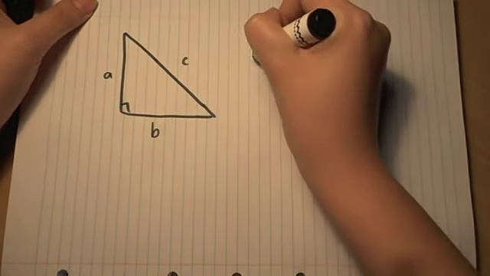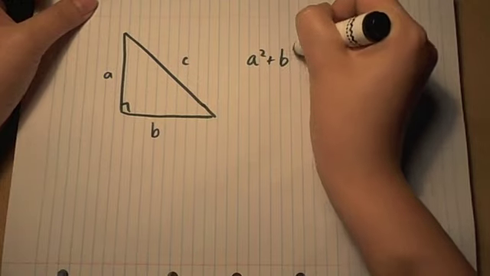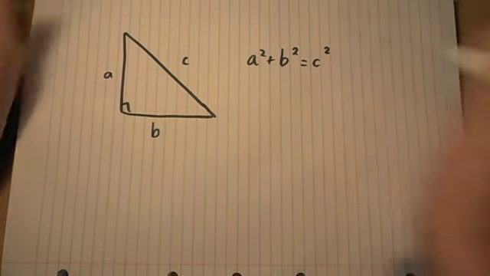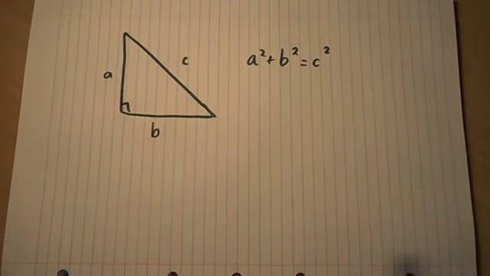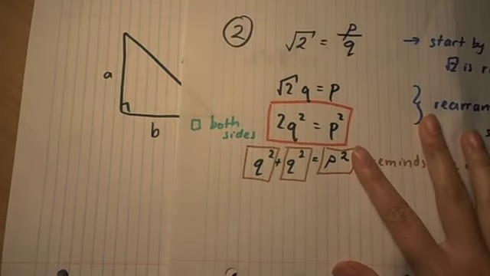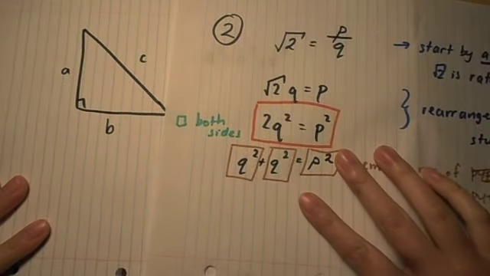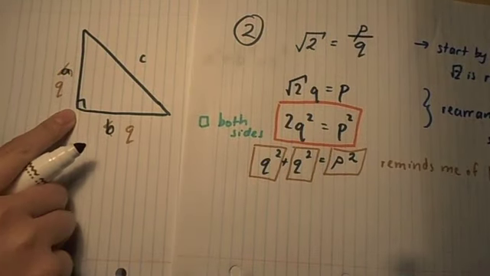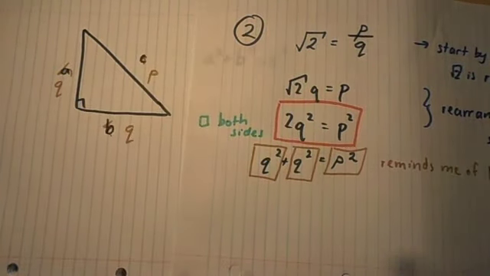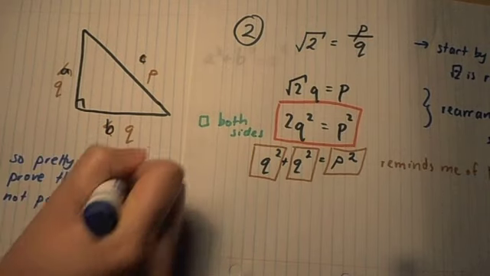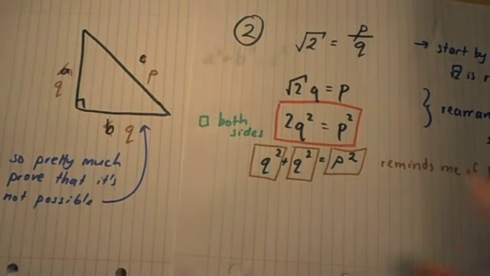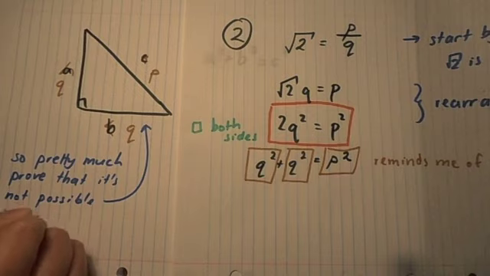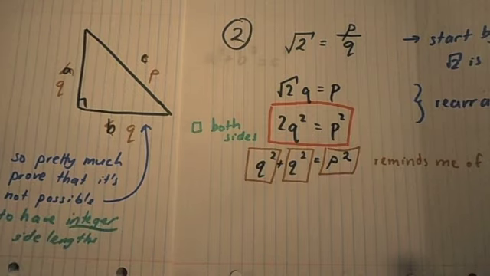Anyway, Pythagoras' theorem states that a squared plus b squared equals c squared, where a and b are the sides of a right-angled triangle and c is the hypotenuse. Now with the equation that we have, q squared plus q squared equals p squared, we actually have a right-angled triangle with sides q and hypotenuse p. So if we want to show that root 2 is really irrational, we just have to prove that this triangle isn't possible when p and q are both integers.